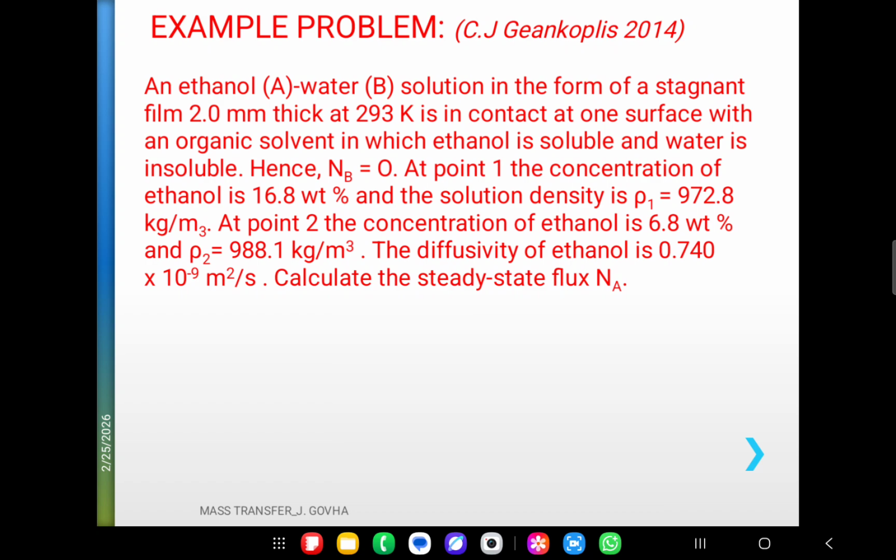At point 2 the concentration of ethanol is 6.88% and the density at point 2 is equal to 988 kgs per m cubed. The diffusivity of ethanol is 0.740 times 10 to the power minus 9 meters squared per second. Calculate the steady state flux NA.